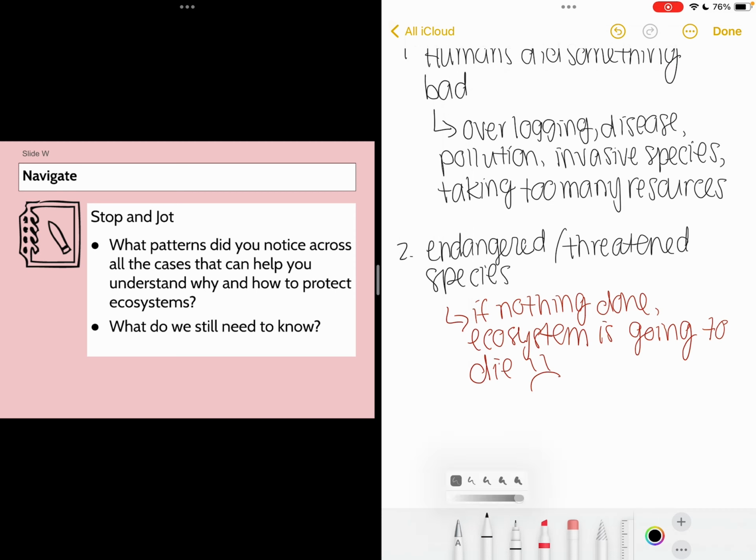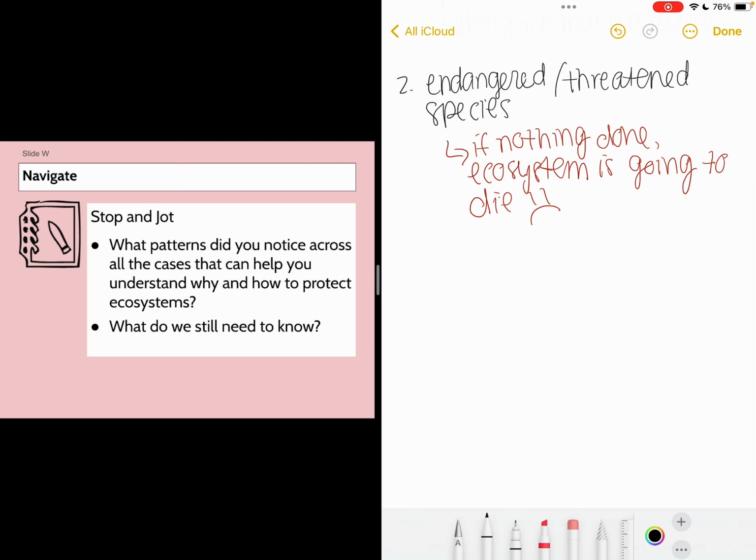And the people in the area realize that. They don't want the ecosystem to die. Nature is a beautiful thing. The third pattern that we see is that humans start conservation efforts. And that's what led to all of these protected areas that you studied.